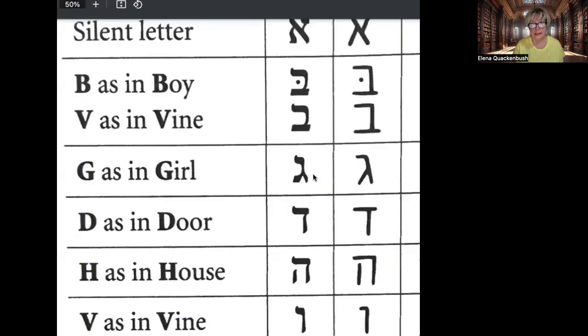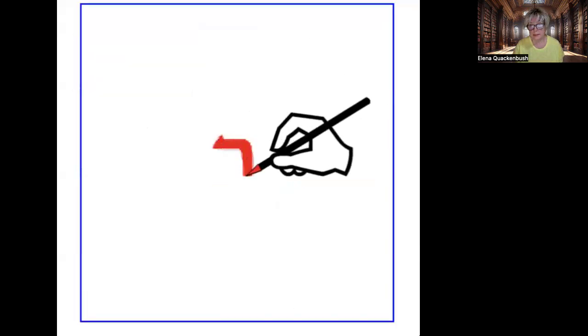Next letter is Gimel. And you guessed right if you said that it is pronounced G, as in girl. It is the first letter in the word Gamal, from which our word camel comes. You see, that's the face of the camel, and these are its legs. Okay, camel. Gamal, G, girl. So how do we write it? Here we go.